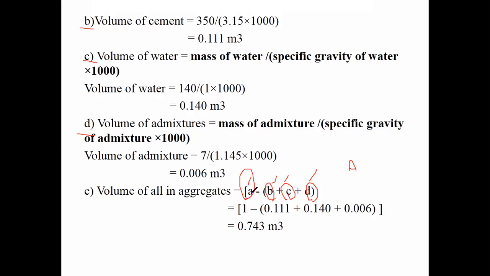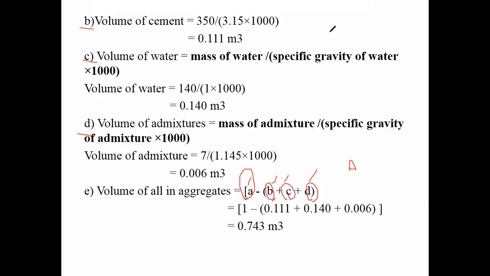You can also write it as volume of concrete minus, in brackets, volume of cement plus volume of water plus volume of admixtures, and then close the bracket. You just write it like that, then it will be understandable for you. Once you deduct those values from the total volume of concrete, you will get the total aggregate value. Total aggregate means it has both fine aggregate and coarse aggregate.